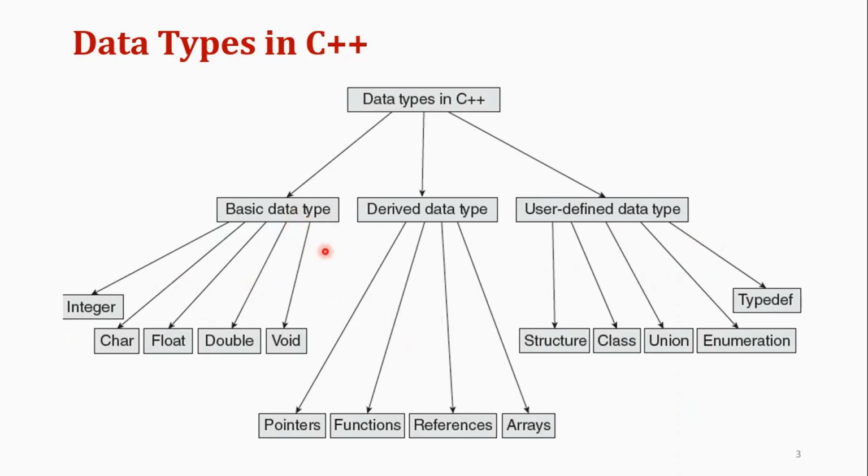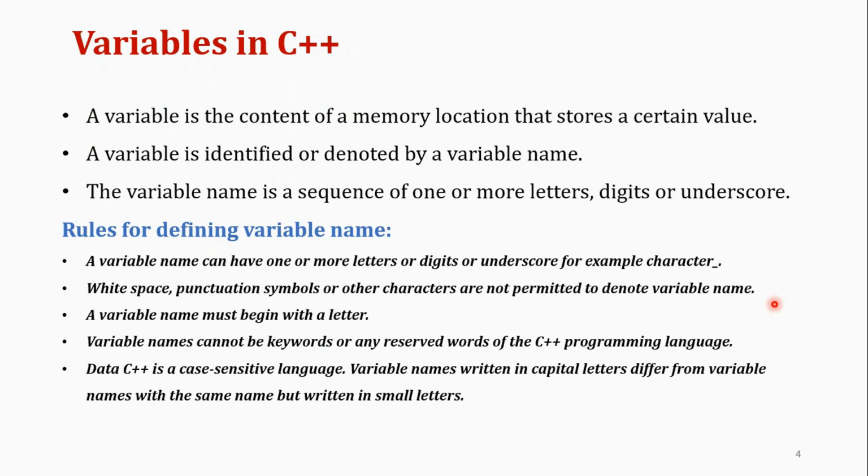Coming to data types, we have three broad categories in C++: basic type, derived, and user defined. In the basic types, integer, character, float, double, and void are the basic data types in C++. In derived types, we have pointers, functions, references, and arrays. Coming to user defined data types, we have structure, class, union, enumerated, and typedef. Moving on to the variables. Variables in C++ are names given to values in a memory location.